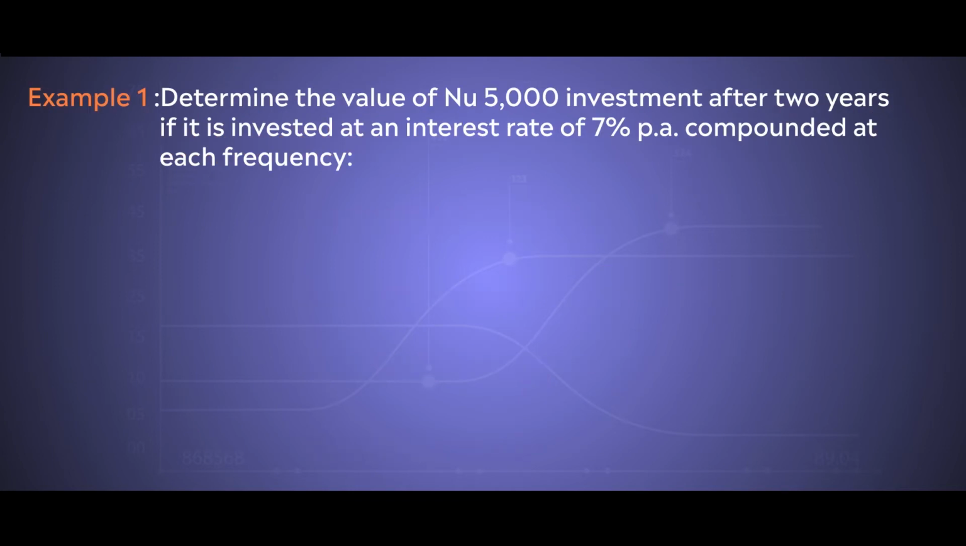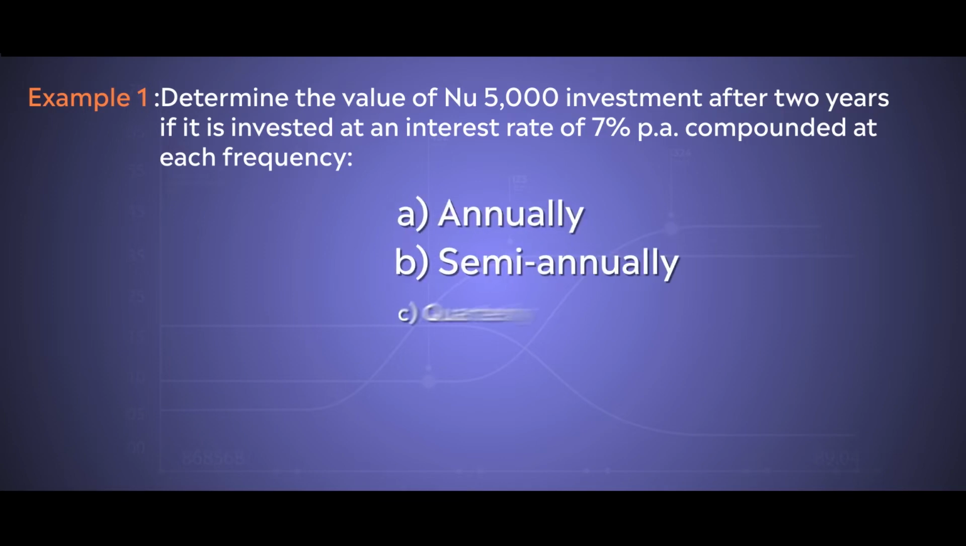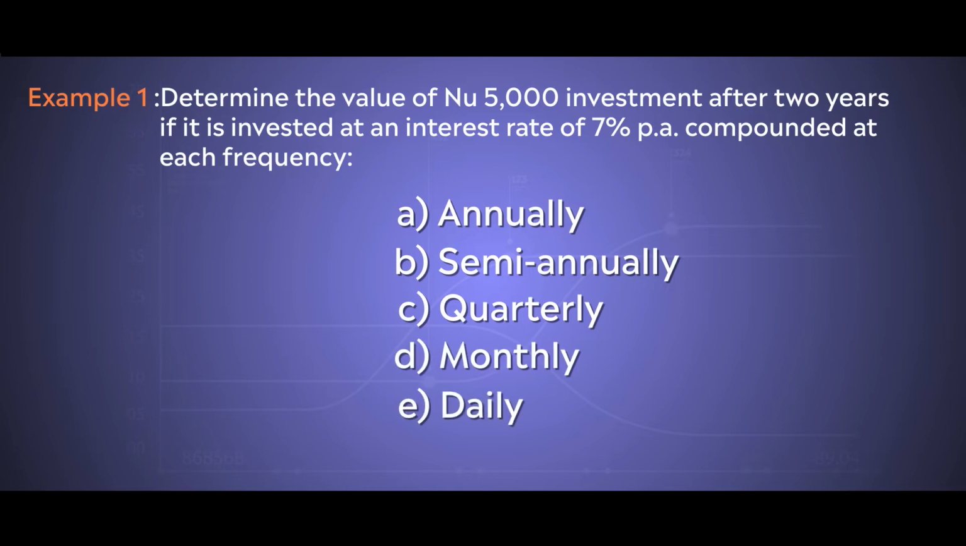Let's solve some questions. Example number 1. Determine the value of Nil 5000 investment after 2 years if it is invested at an interest rate of 7% per annum, P.A. means per annum, compounded at each frequency: annually, semi-annually, quarterly, monthly, daily. You have to find for each.